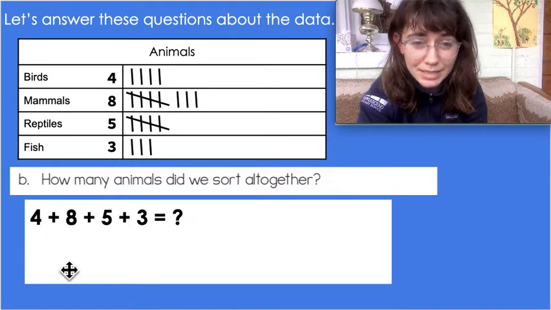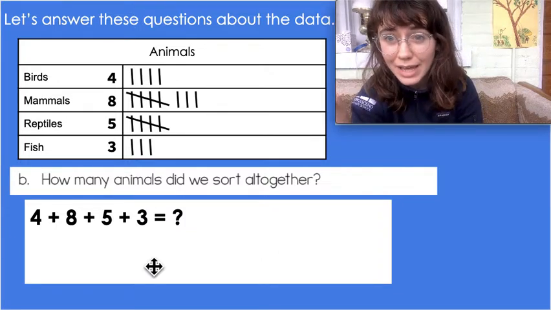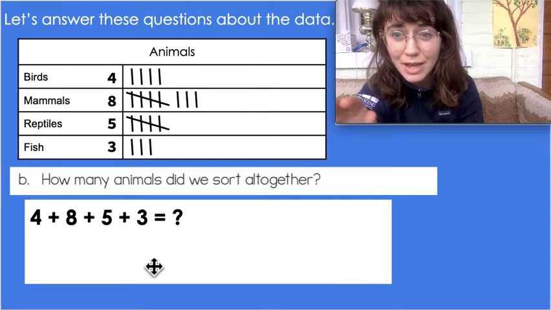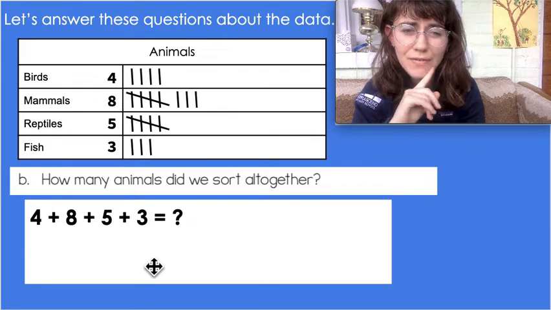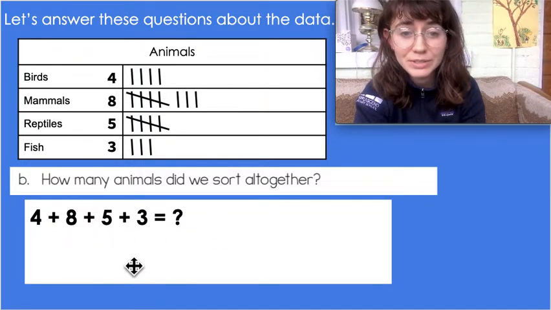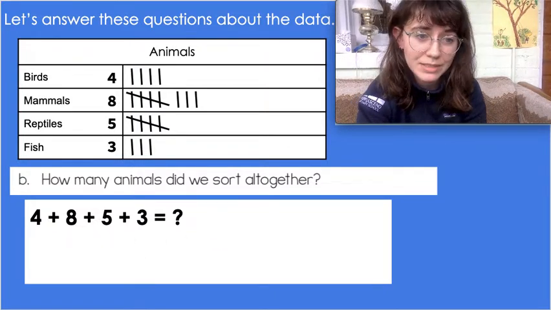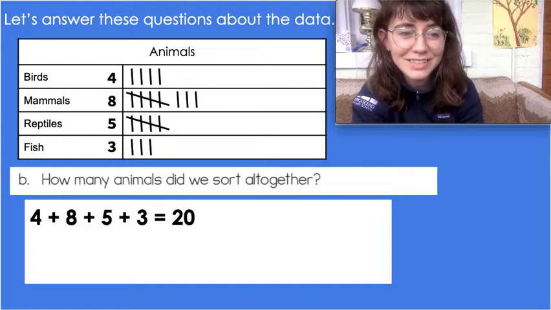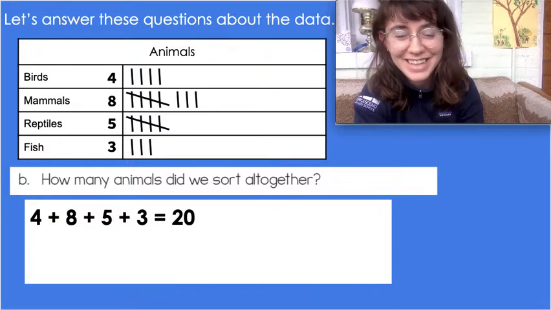Now that I have my addition sentence, I'm going to look and kind of put on my math detective eyeballs and see if there's any groups that I know. So I would say 8 plus 4 is 12, 5 plus 3 is 8, and then I'd add together 8 plus 12, and my total is 20. So that is 20 animals altogether.